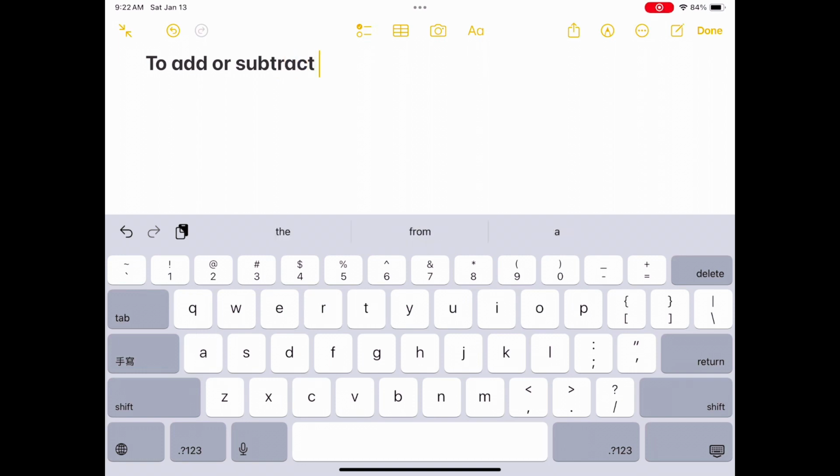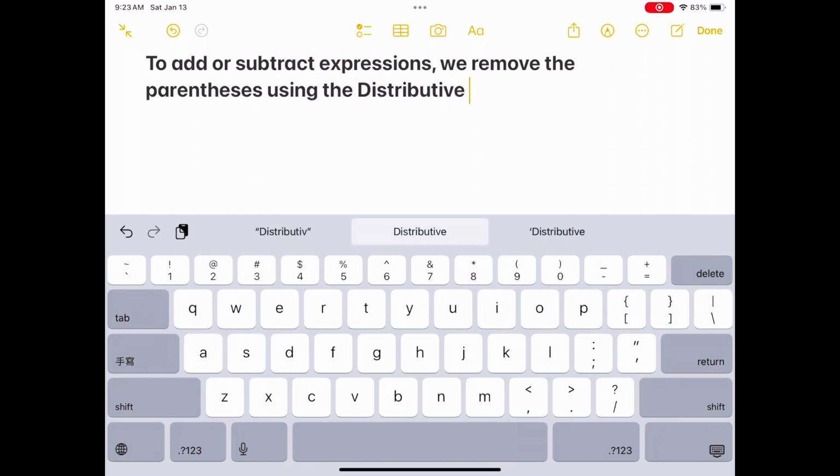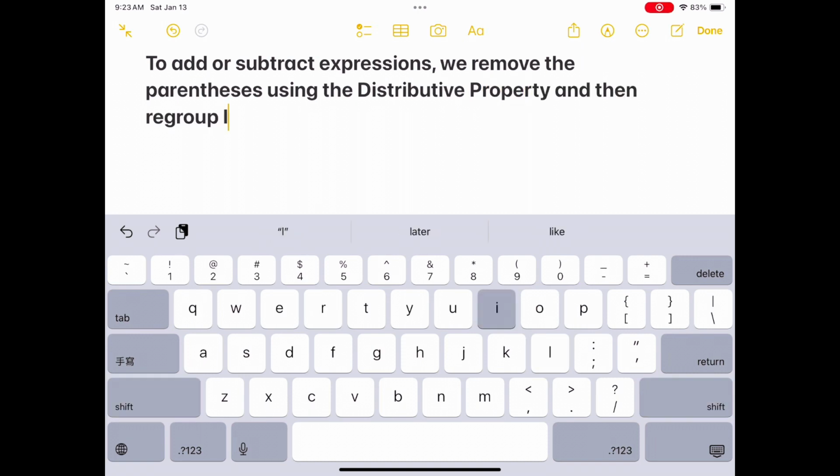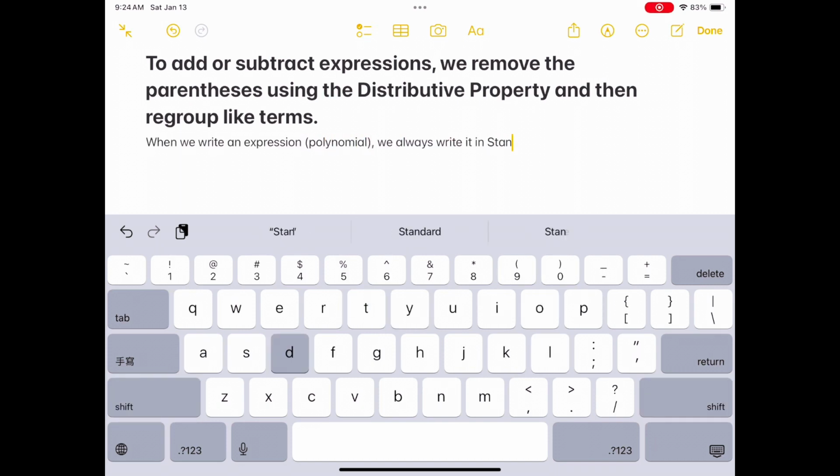To add or subtract expressions, we remove the parentheses using the distributive property and then regroup like terms. When we write an expression, a polynomial, we always write it in standard form. The terms are ordered from the greatest exponent to the least.